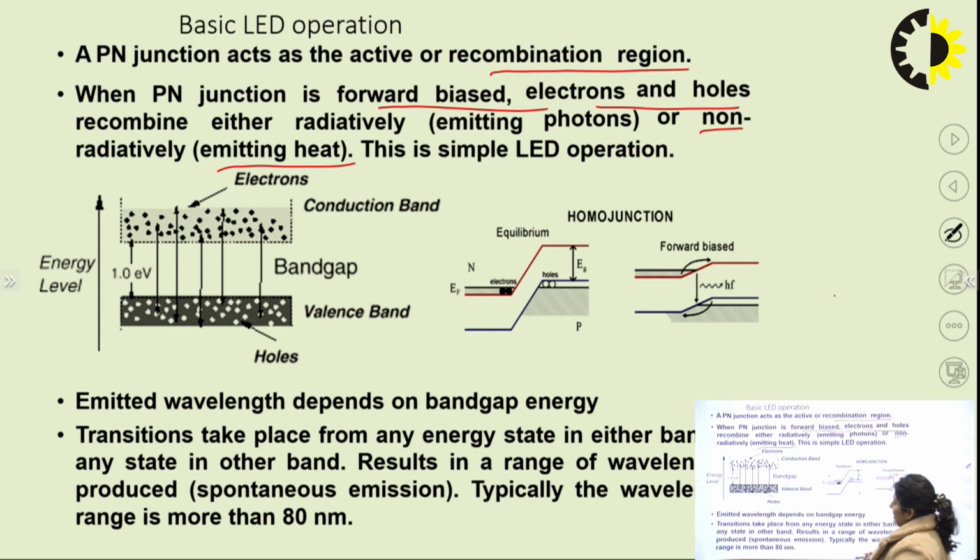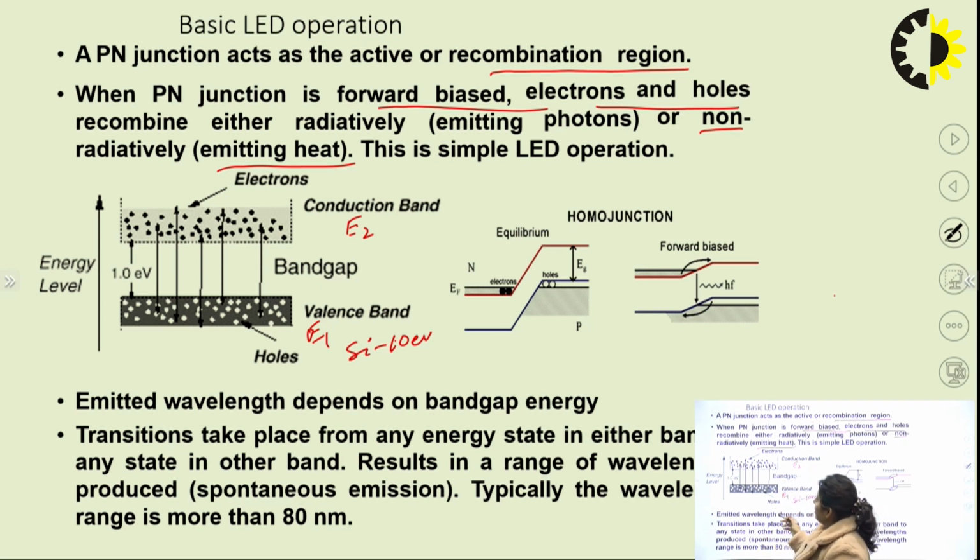We can see from the diagram itself that in the lower region we have the valence band, and in the conduction band we have two energy levels, E1 and E2. In between E1 and E2 there is always a gap which is known as the band gap. For silicon we know the band gap is around 1.0 electron volt, and for germanium it is around 0.3 electron volt or so. There are more holes in the valence band initially, and more electrons in the conduction band.